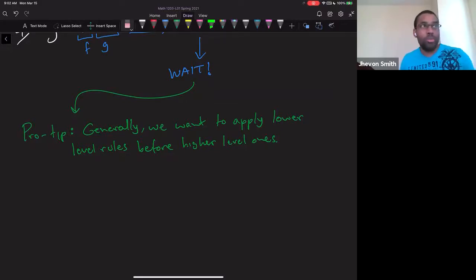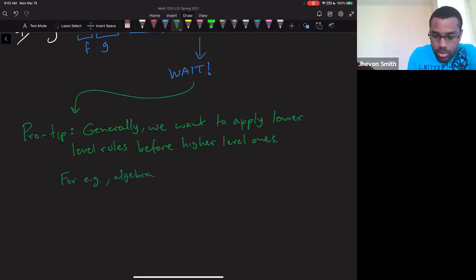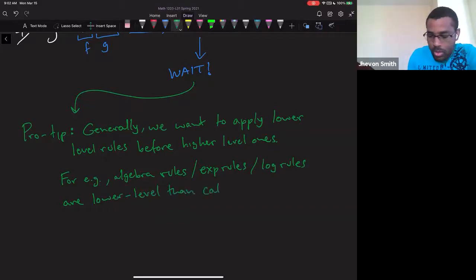Just like how when we had to face solving the rate problem, what did we do? We went back to literally finding the slope of a straight line. And hey, let's try to use this to solve that, right? You always want to try to think simpler. And how that applies here is that your algebra rules would be lower level than your calculus rules. So if you can apply those first, you probably should.